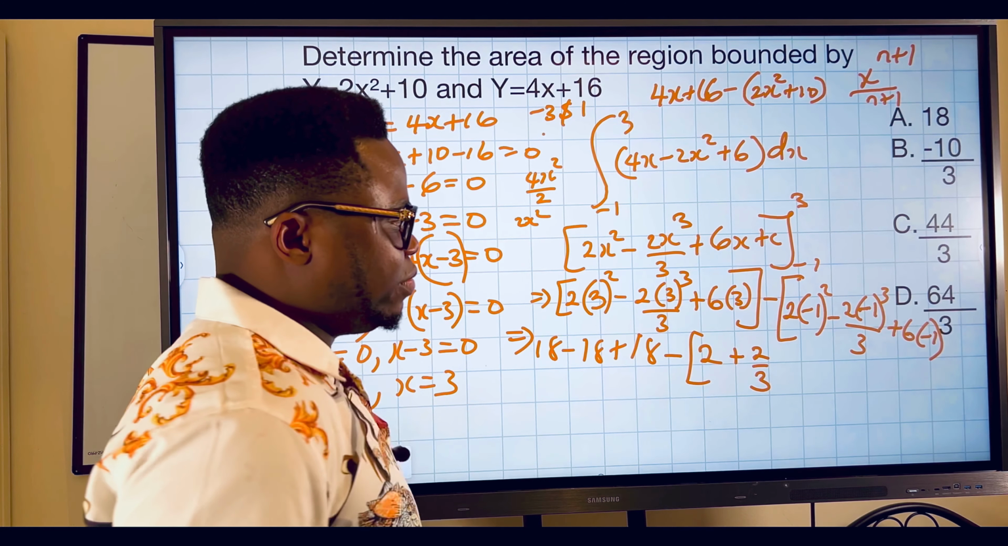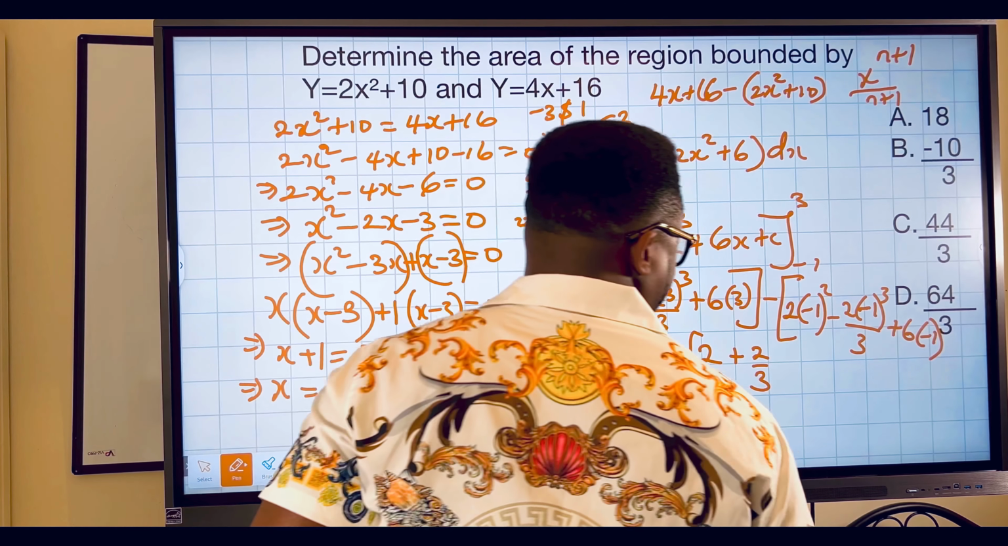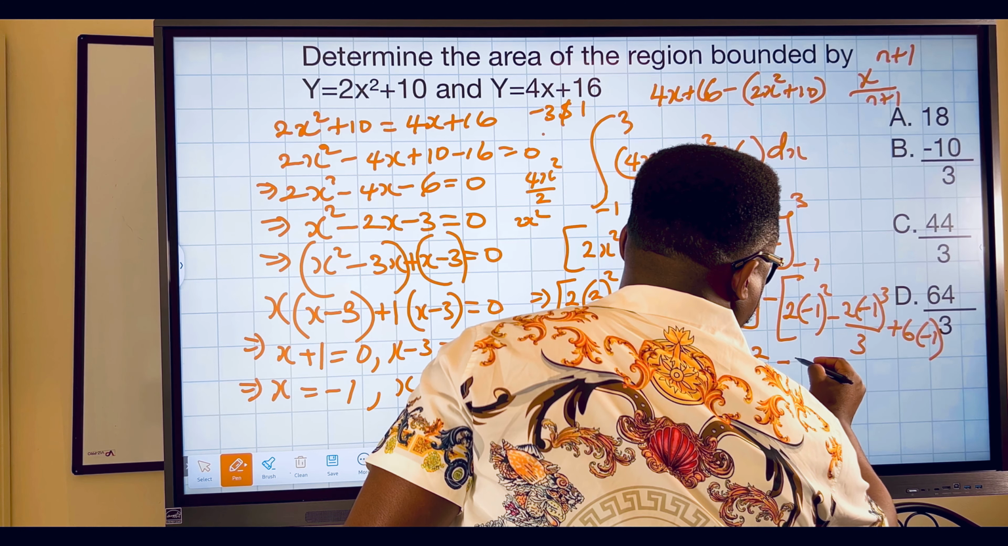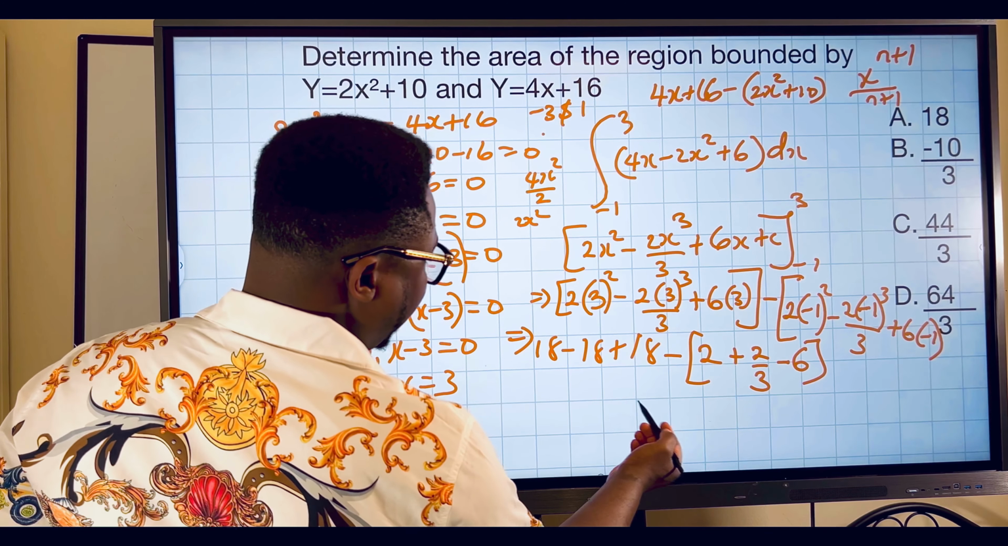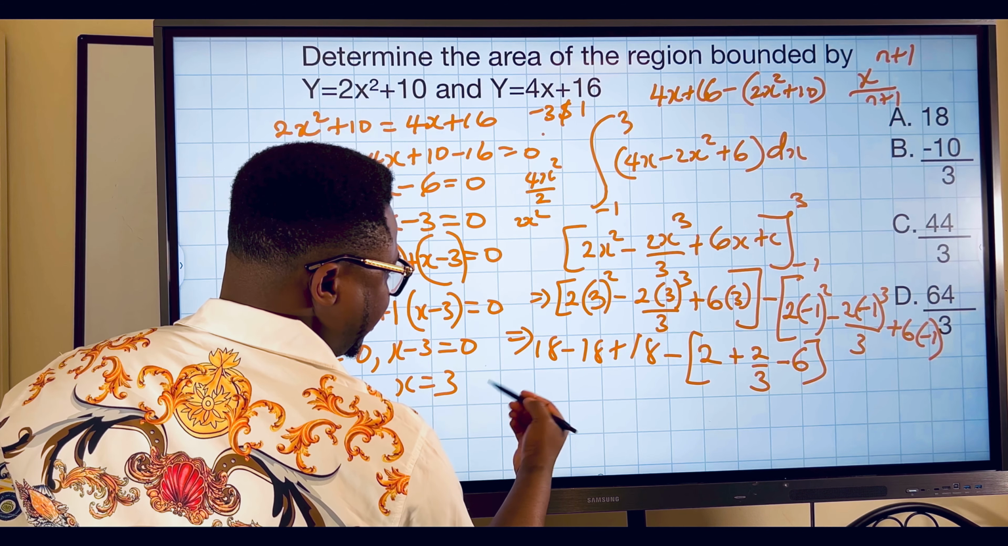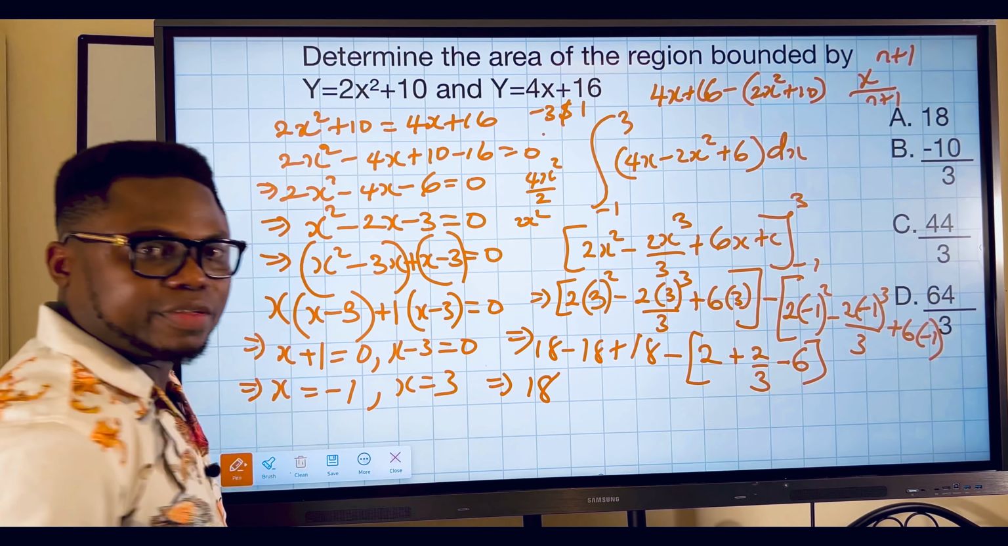Alright? Now here, plus times minus is minus. So 1 times 6 is 6. I'm going to have minus 6 here. Alright? So if I simplify this further, 18 minus 18 is 0. So I'll have positive 18 here. So I have 18, right?